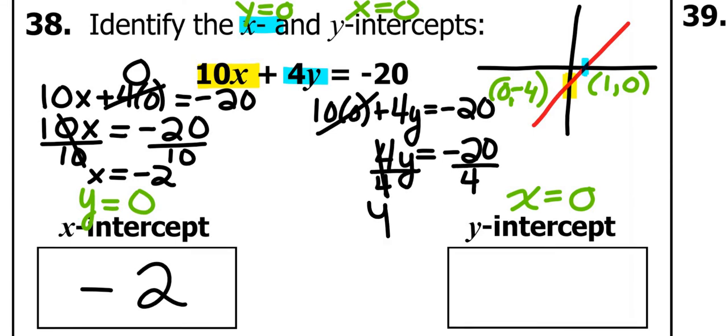4's cancel. So y equals negative 5. So my y-intercept is negative 5. So the key for these problems, if you want to find an x-intercept, plug in 0 for y. If you want to find the y-intercept, plug in 0 for x. Plug in 0 for the opposite variable. Let's go on to the last question on this page.